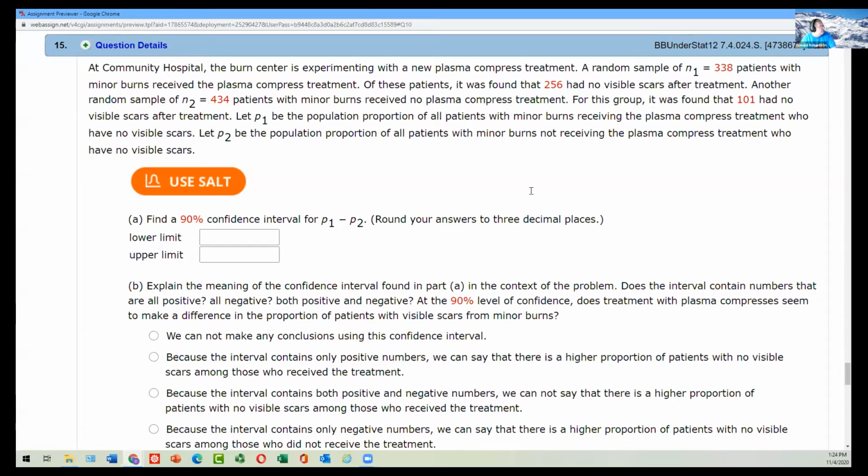N2 is, they received essentially the old treatment, which is, they didn't do the plasma compress treatment. So N2 is 434. And out of those, 101 of them didn't have any scarring either. And they would be called the control group. Okay, now let's switch back and show you how we would tackle that question.